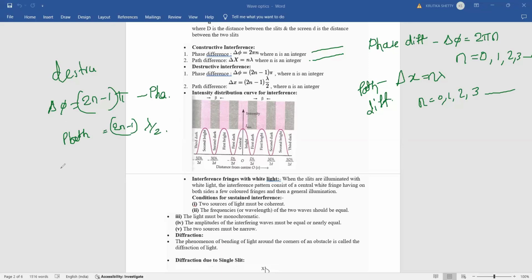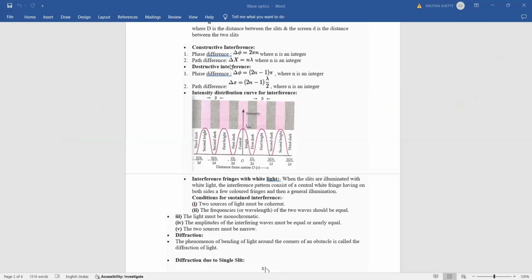Any doubts, students? The interference phenomena, the superposition principle. Understood? The next topic is diffraction and the intensity distribution, which we will discuss in the next class. I require another two classes to complete this. Tomorrow we will meet, students.